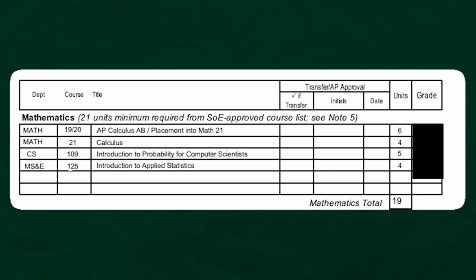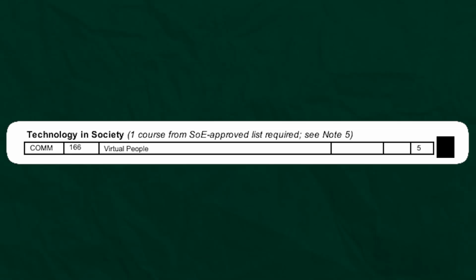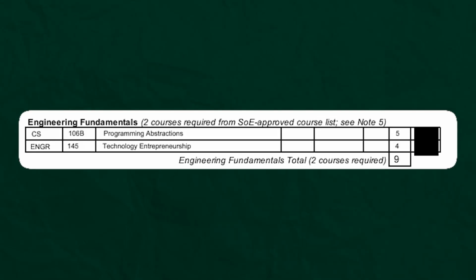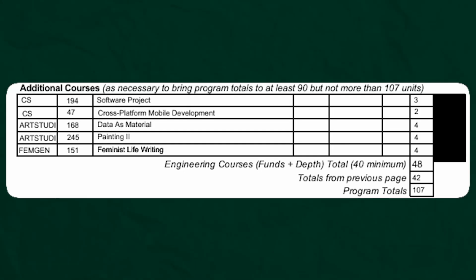You'll see that you have to hit a certain number of units for math, for science. You have to have a class for technology and society. You have to have 2 classes for engineering fundamentals and a certain number of units for engineering depth, and then additional courses, which can really be anything. All right, so let's start with the math.